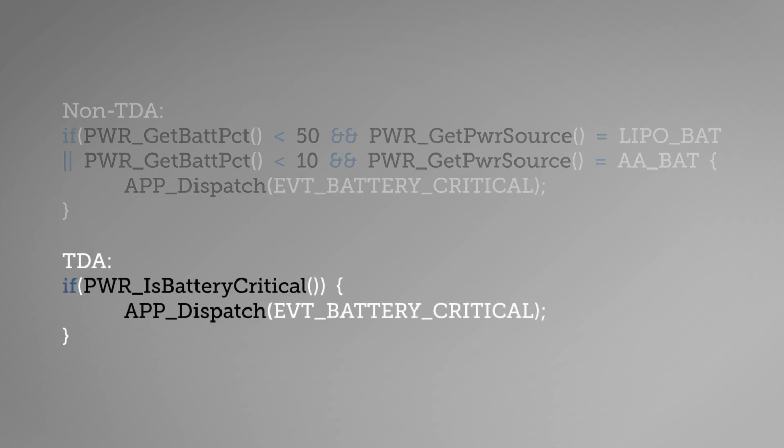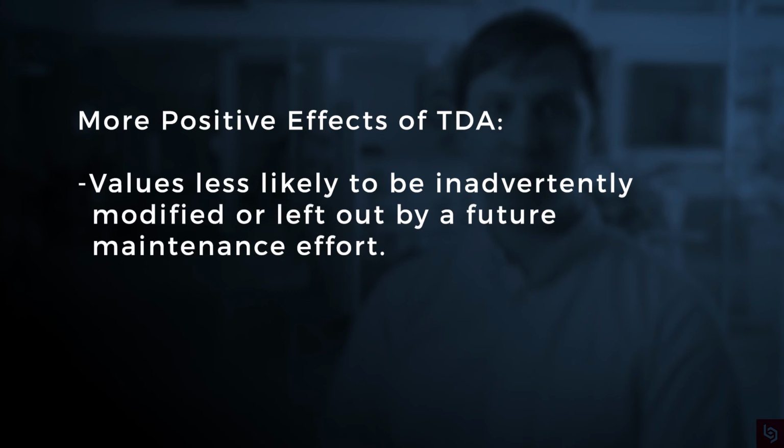In the TDA example, all that low-level knowledge is contained within the power subsystem. A future engineer who has to modify the application is unlikely to know or care how those values were chosen. Encapsulating that decision-making in the power subsystem makes it less likely that those values will be inadvertently modified or left out by a future maintenance effort.